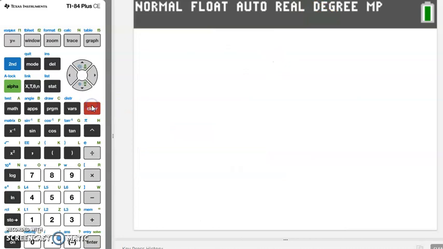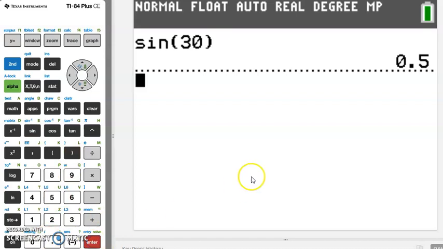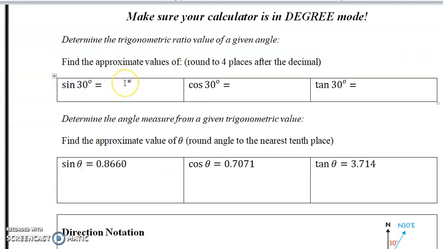So we can just hit clear, and then we hit sine 30, close your bracket, and it is 0.5 or 1/2. Okay? So we can say that sine of 30 is equal to 0.5, or as a ratio, you can call it 1/2.